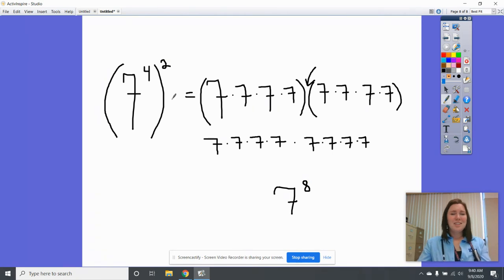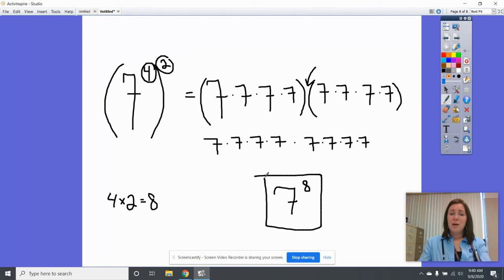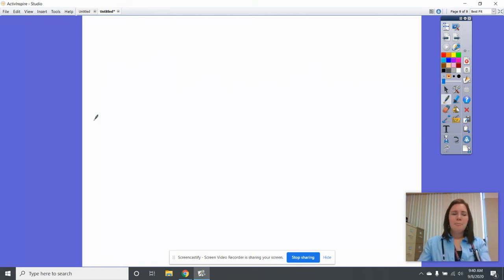Now the fast version is, I take my two exponents, 4 times 2, and I multiply them together. So 4 times 2 is 8. So then my answer is 7 to the power of 8. Okay, let me show you another example. What if I have x to the power of 3, all of it to the power of negative 8?